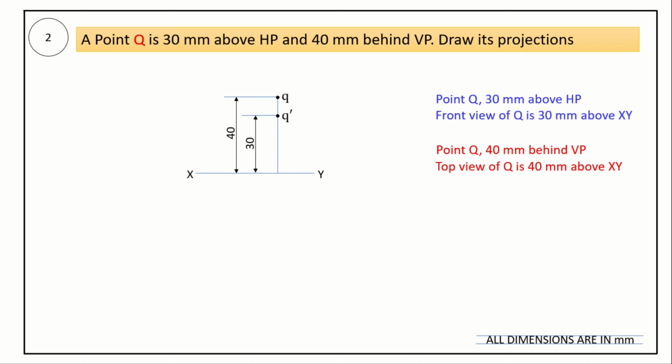So, here we can see if the point is in second quadrant, both the front view and top view will be above XY. So, I hope that you are clear with second angle projection. The most important thing is the point Q and the point Q dash, the front view and top view of the point Q must lie in the same projector.